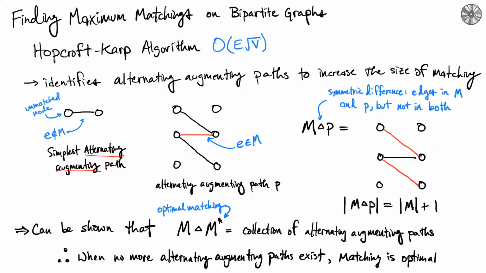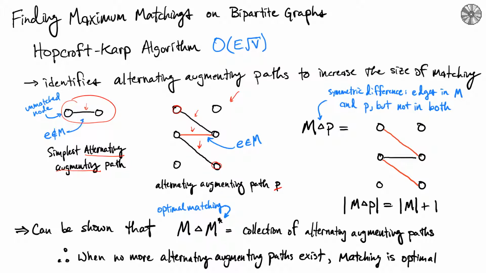This is one that qualifies, so this is a very simple one. So this has two unmatched nodes and a single edge that is not in the matching. A slightly more sophisticated one would look something like this, where we start with an unmatched node. There is an edge that is not in the matching, then an edge that is in the matching, and then another edge that is not in the matching, and then we end with an unmatched node. And so this is again an alternating augmenting path. And so we can call that our alternating augmenting path P.